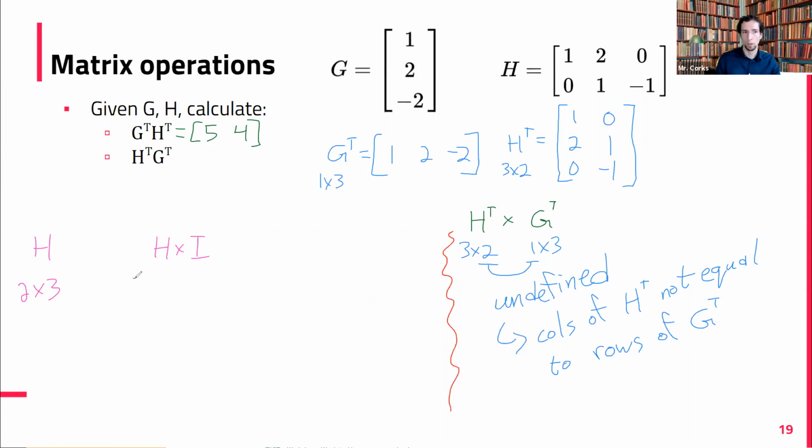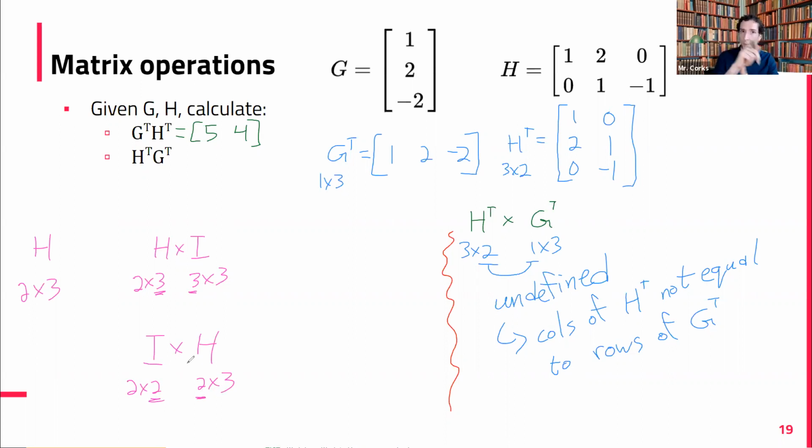3 by 3. Okay, so if we're going to do H times I, in this case I must be a 3 by 3 matrix because the inside numbers need to match. If I'm going to do I times H, what dimensions must I be? 2 by 2, because the inside numbers need to match. So that's kind of a weird thing.